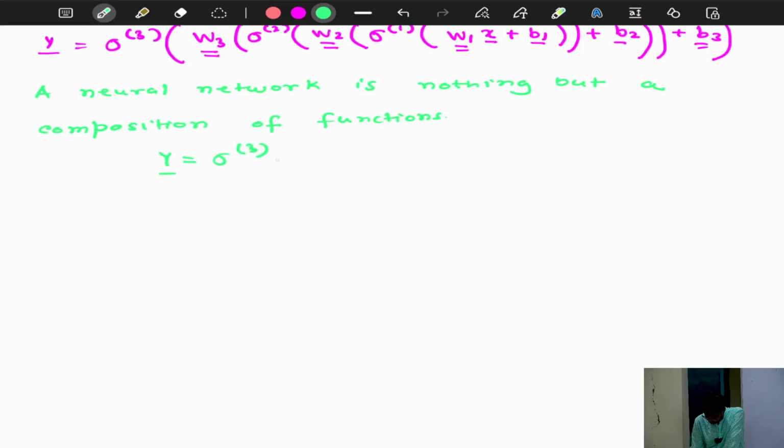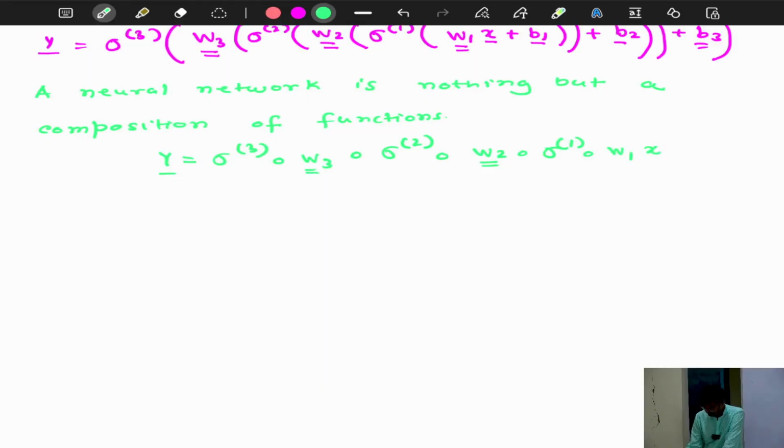Sigma 3, W3, sigma 2, W2, sigma 1, W1, x.